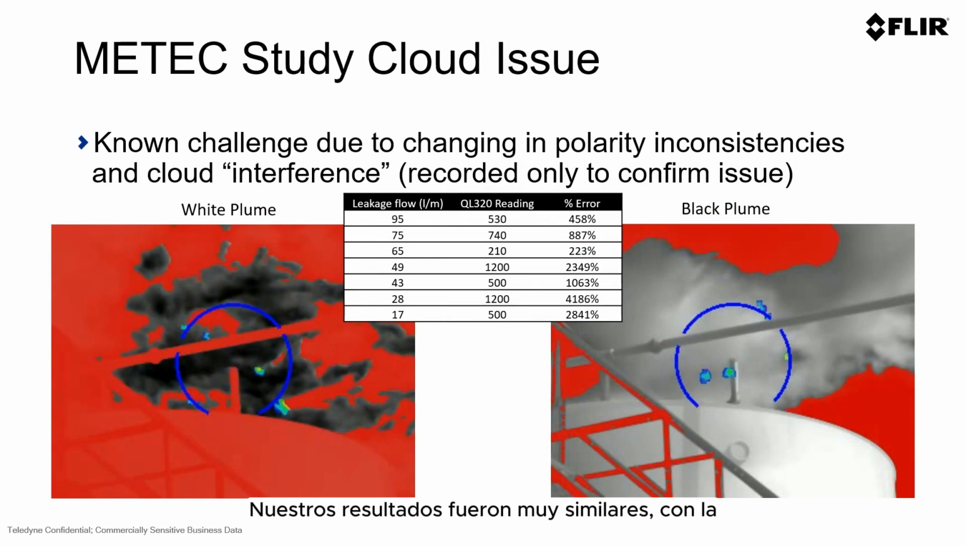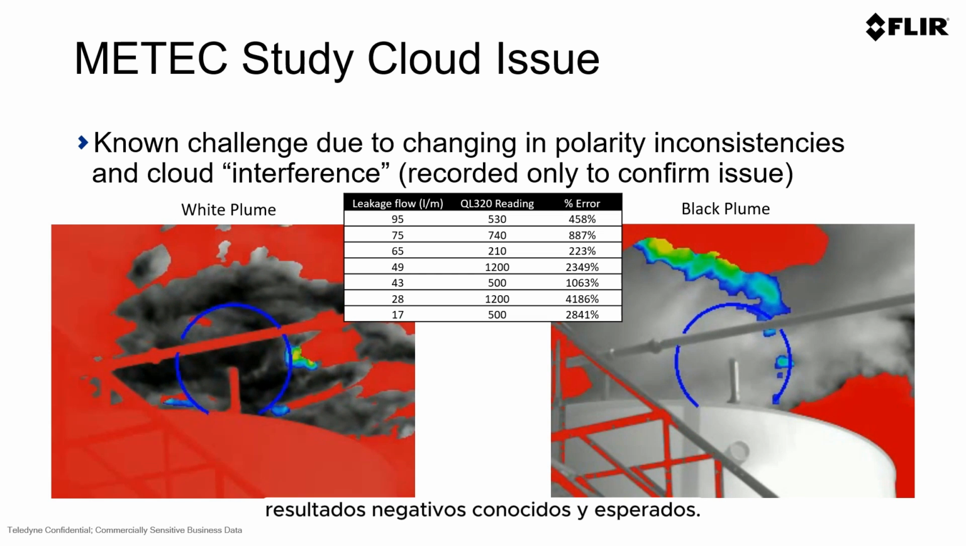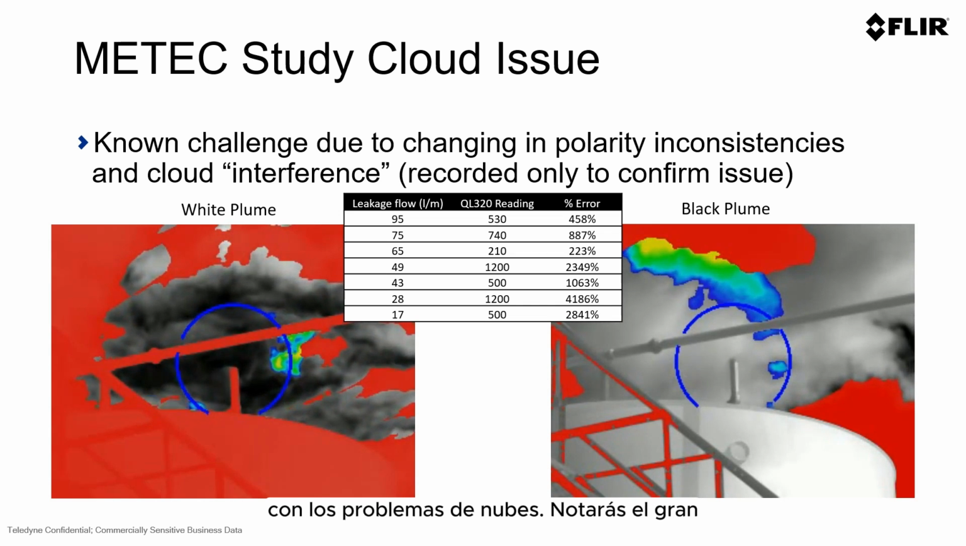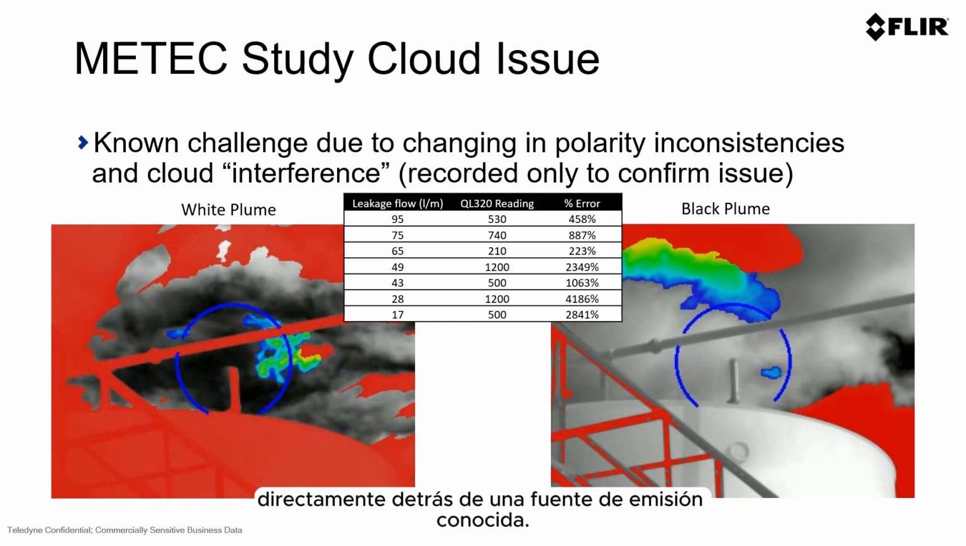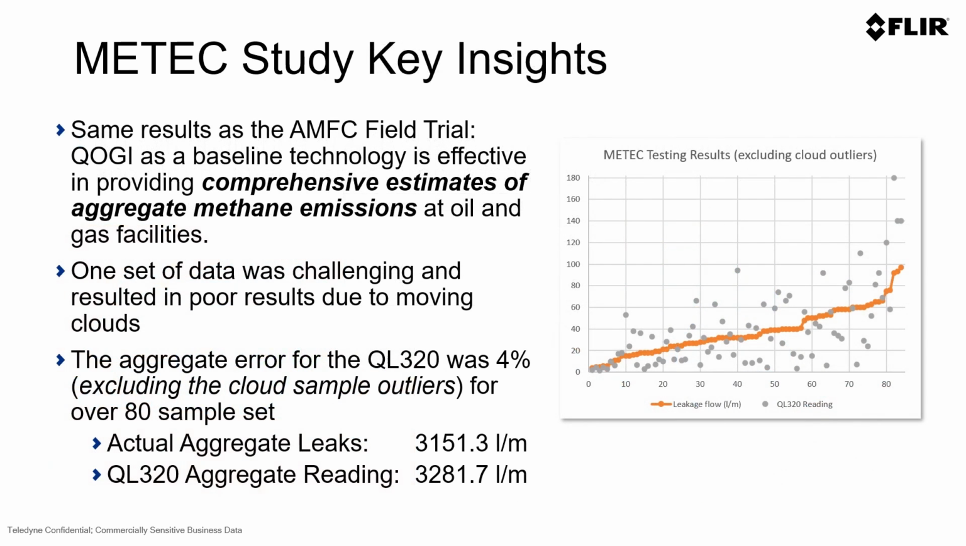Our results were very similar, with the exception of known and expected negative results. We did confirm the challenges of cloud issues. You'll notice the great percentage of error when we have clouds directly behind a known emission source. So we knew that this would happen, and we were able to validate this. If we exclude the cloud readings and we take the average of all of the readings, we were only off by 4% aggregate compared to the actual leaks that were established by the METEC staff.